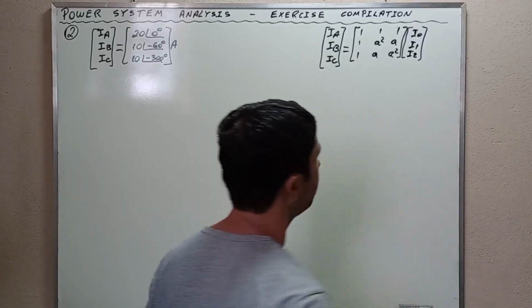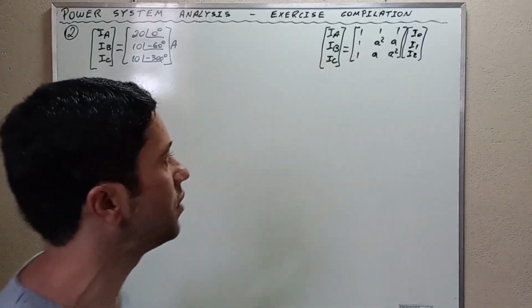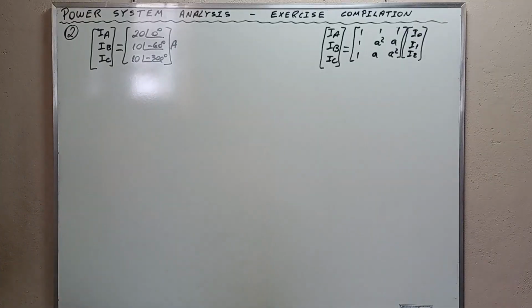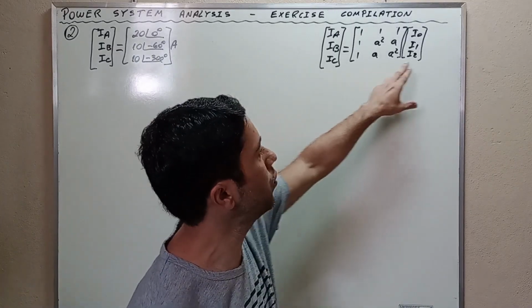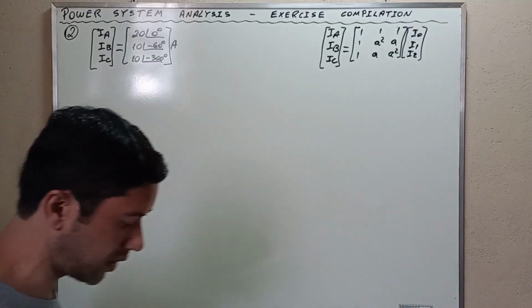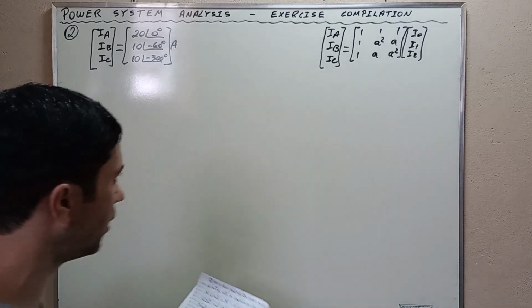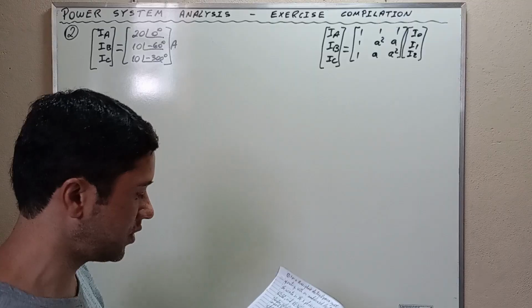Okay, this is the relationship between the currents along the cables and their symmetrical components. But this expression is not going to help us much, because it helps us when we have the symmetrical components and want to find the currents along the cables. We want the opposite, we want the symmetrical components. Then we're going to use the inverse of this expression.